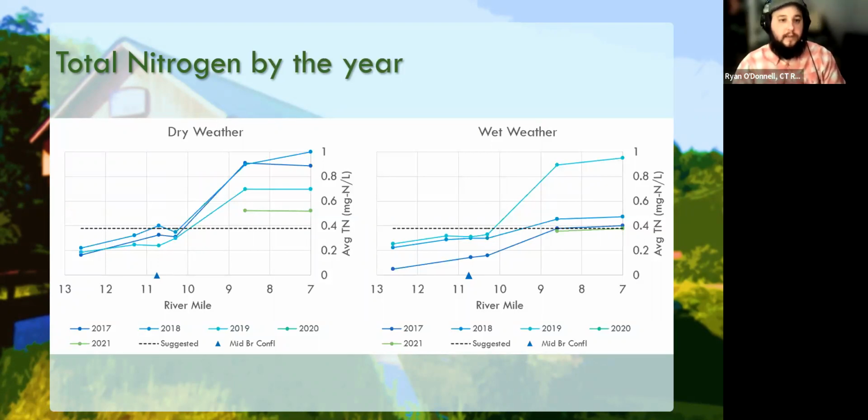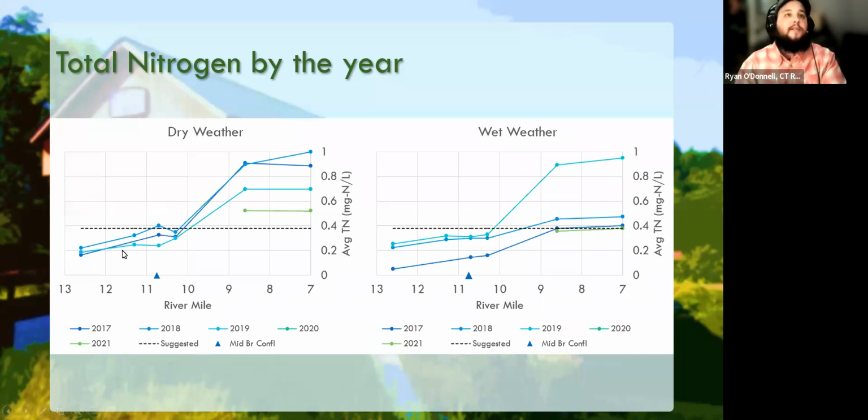So here you can see that the nitrogen does tend to get diluted in the rain. So the wet weather graph is slightly lower than the dry weather graph in general. This suggested level line is actually an EPA suggestion based on the ecoregion, but all of these results meet the official Vermont standard, which is very lax. So I like to hold our rivers to a higher standard that achieves our goal of being protective of Long Island Sound.